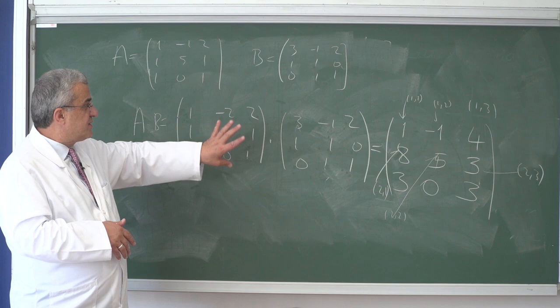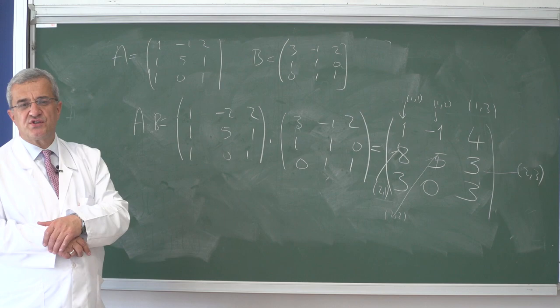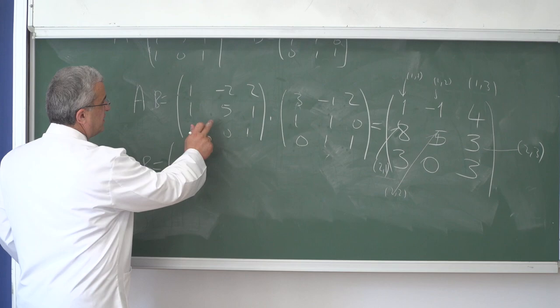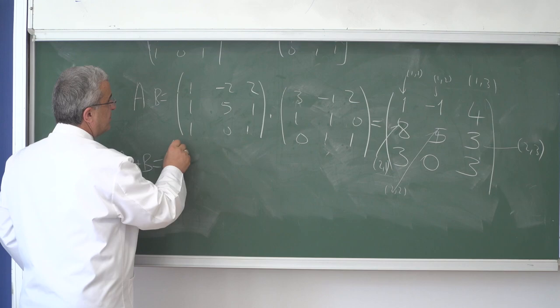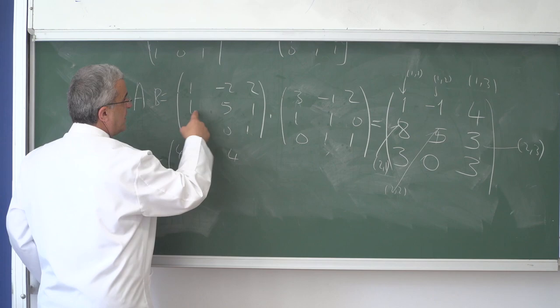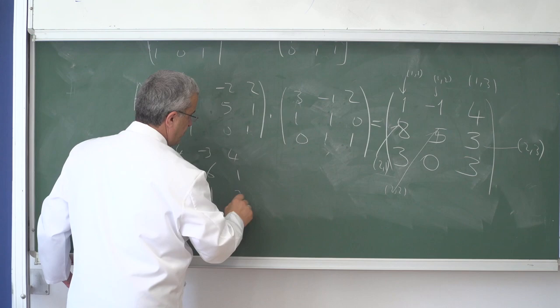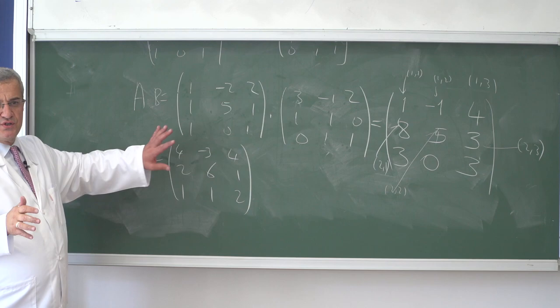How did you define matrix addition? How do we add two matrices? A plus B, if I add these two matrices, what would that be? This plus that, right? 4, 4, 2, 6, 1, 1, 1, and 2. So this is how matrix addition is defined. This is the definition of it. This is how we postulate it.